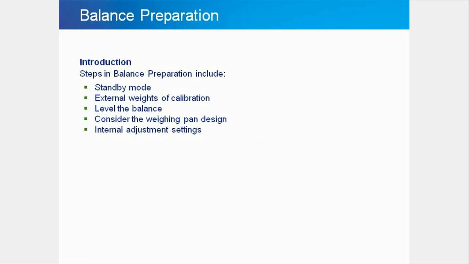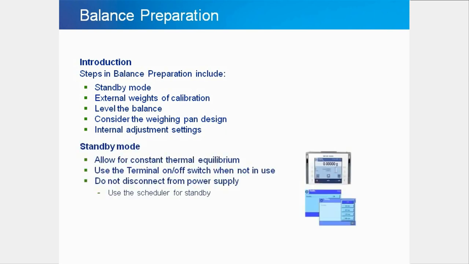Let's take a look at the second way to eliminate adverse weighing influences, balance preparation. Standby mode allows for constant thermal equilibrium so that the balance is always ready to use. When not in use, turn off the balance using terminal on-off switch. The balance can also be put into standby mode with the help of schedulers, but avoid disconnecting it directly from the power supply.